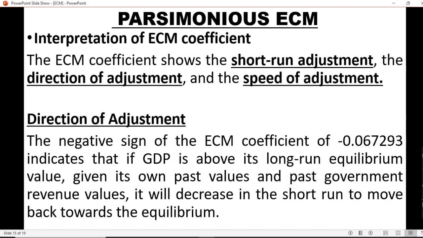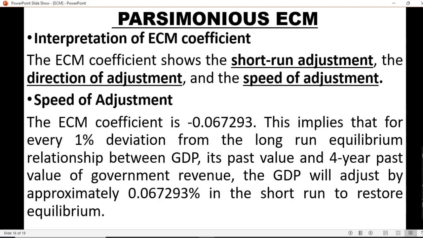Now for the direction of adjustment, this is the interpretation. The negative sign of the ECM coefficient of minus 0.067293 indicates that if GDP is above its long-run equilibrium value, given its own past values and past government revenue values, it will decrease in the short run to move back towards the equilibrium. That is for the direction of adjustment.